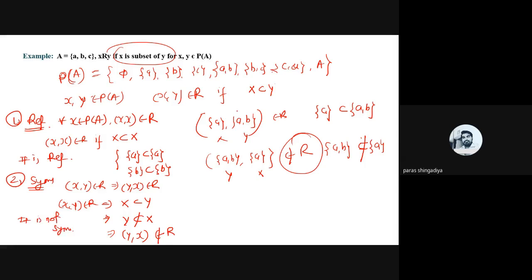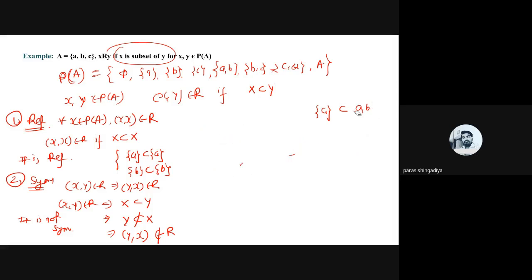Okay, so now let us check the transitive. It is not symmetric, and we considered this example here. Clear? And now the third one is the transitive. So in transitive you have to prove that (x, y) belongs to R, then let us consider another pair (y, z), both belong to R. This implies (x, z) should also be in R. Okay, that is the form.